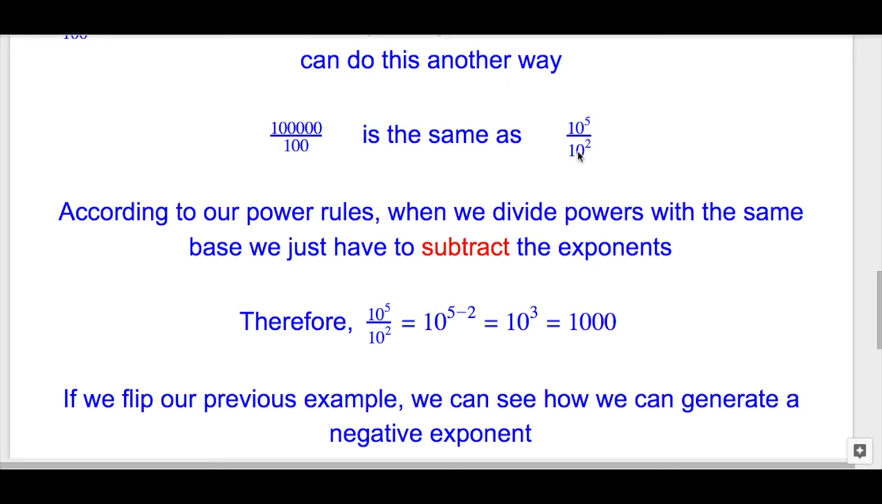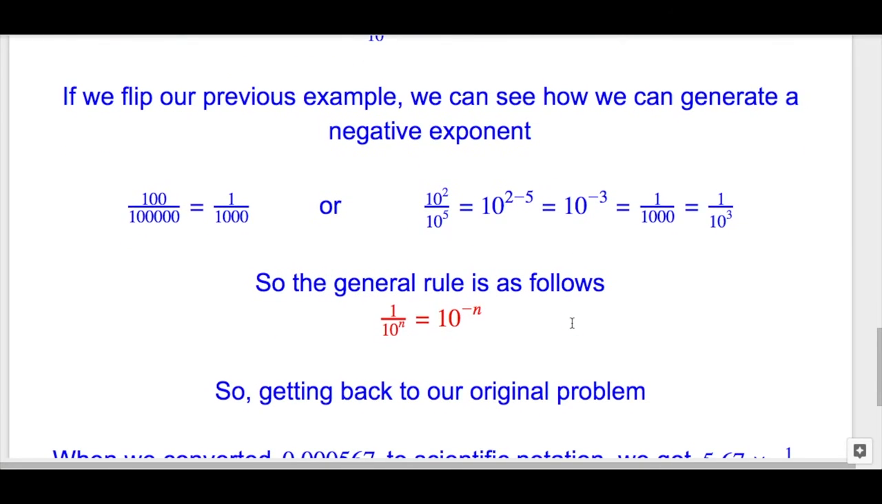Now, if you recall the power rules back in grade 10, when you have the same bases, for example, 10 to the 5 divided by 10 to the 2, it's simply a question of subtracting the powers. So 10 to the 5 divided by 10 to the 2 is the same as 10 to the 5 minus 2, which is equal to 10 to the 3, or 1,000. Now, that is if we're dealing with positive powers, but the issue was how to deal with the negative power. Well, if we take this example and flip it, we can see how we get a negative exponent here.